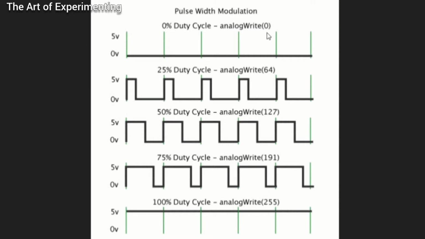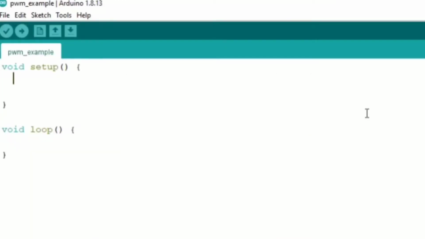So what are these 0, 64, 127, 191 and 255? We are declaring it from 0 to 255. So if we declare it as 255, the output is going to be 5 volt. So we are considering these as limits, and we are giving the numbers to get the output. Now we will type a simple program for understanding the pulse width modulation.